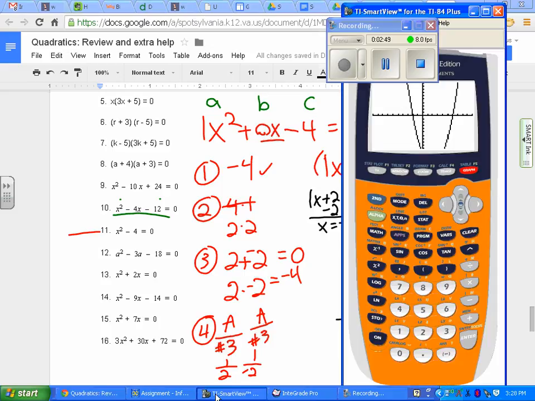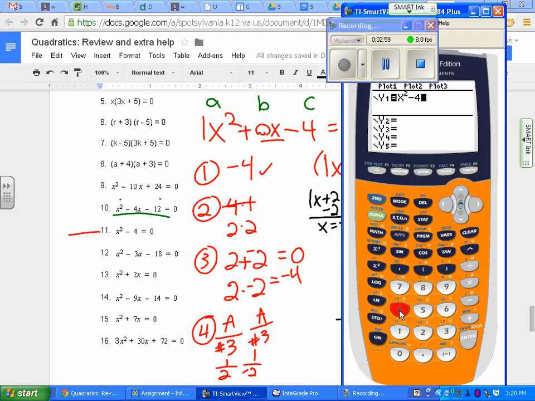Let's verify that with a calculator. X squared minus 4. Look at my graph, and it does indeed work. Negative 2 and positive 2 are my zeros.